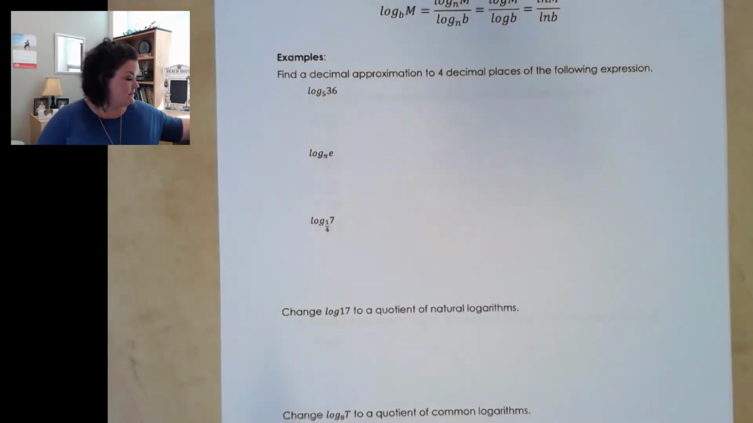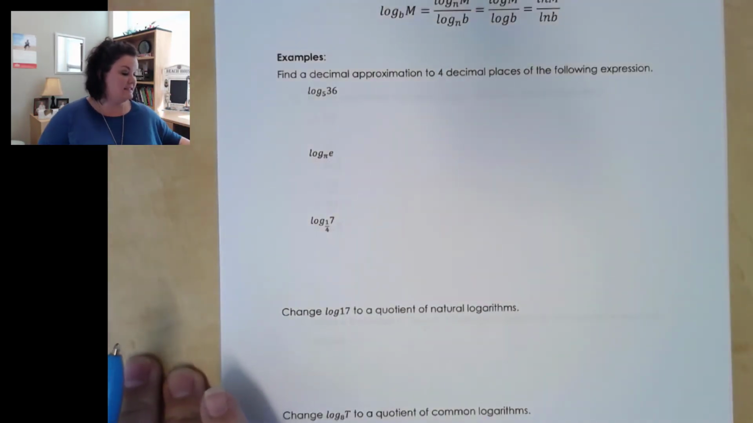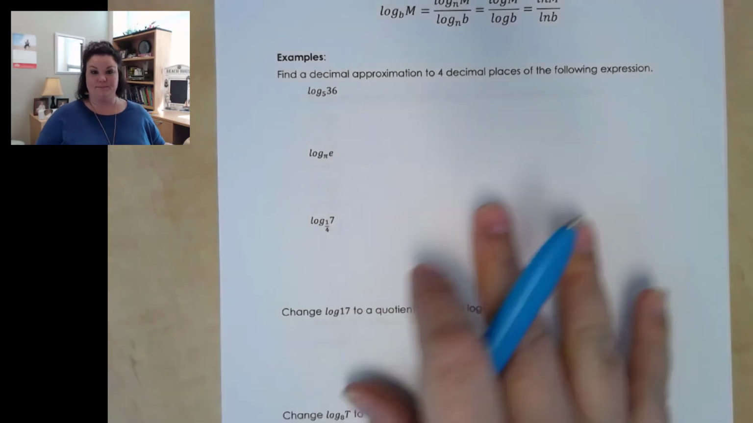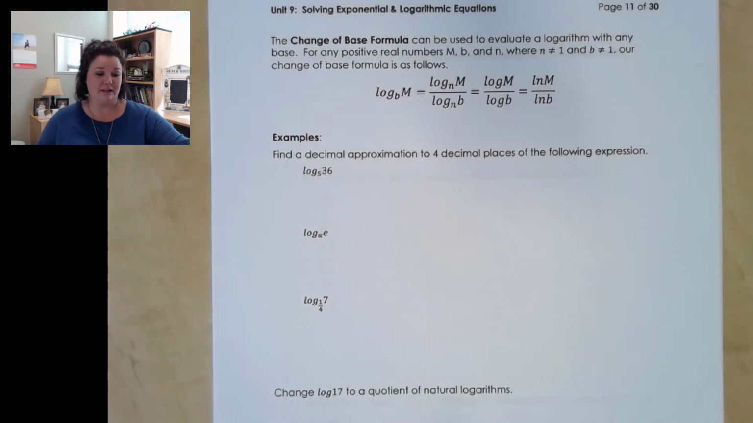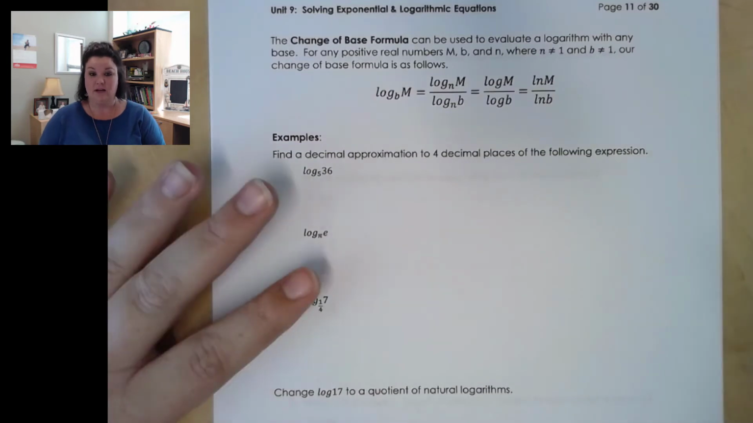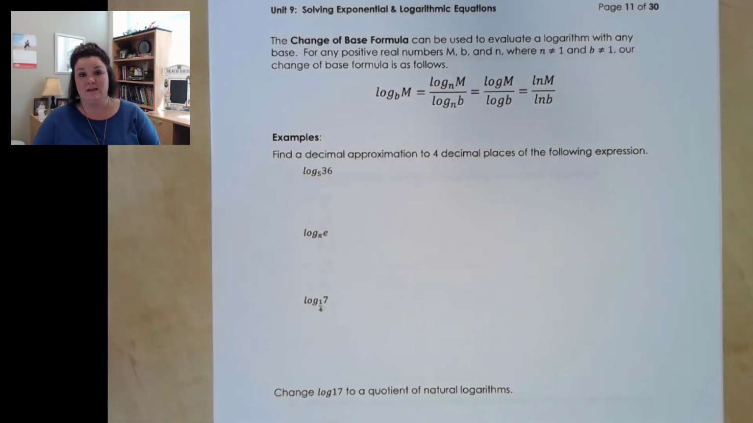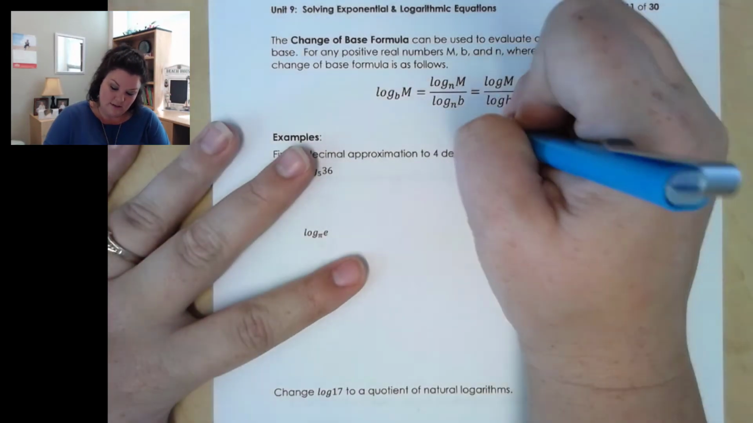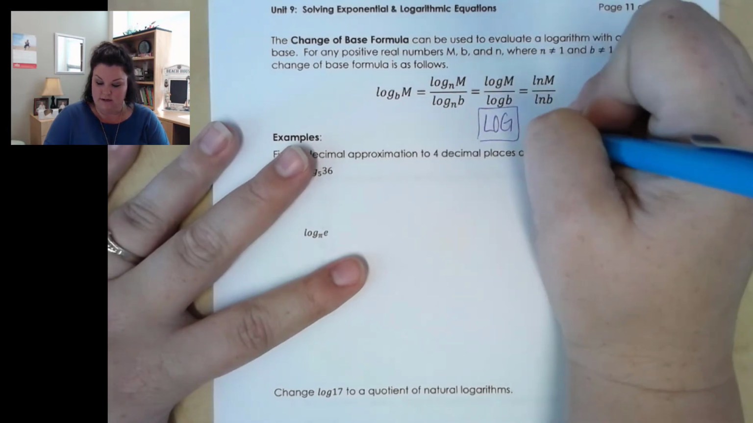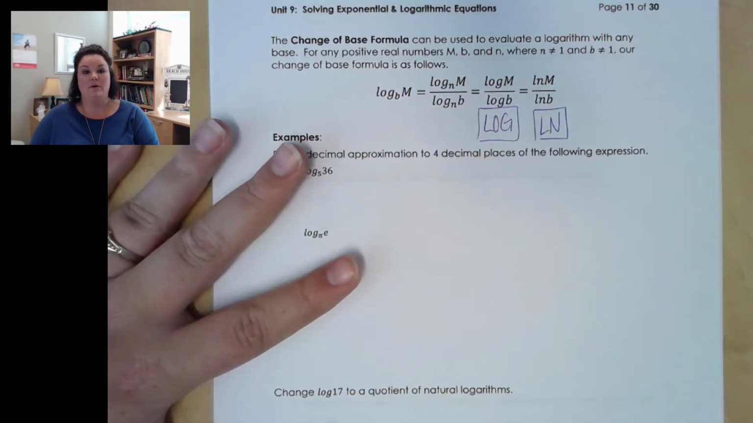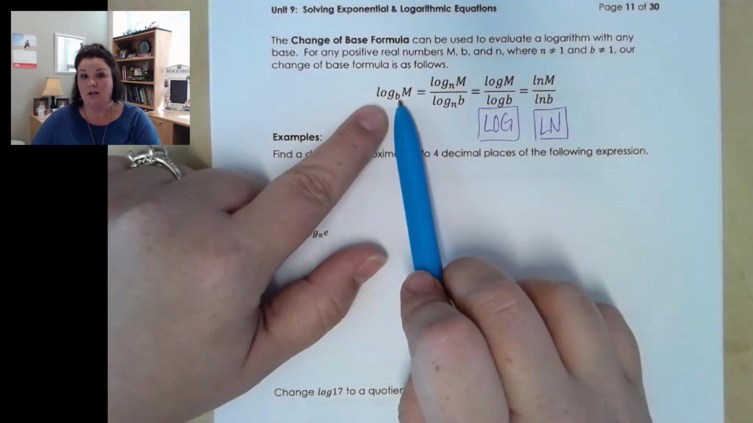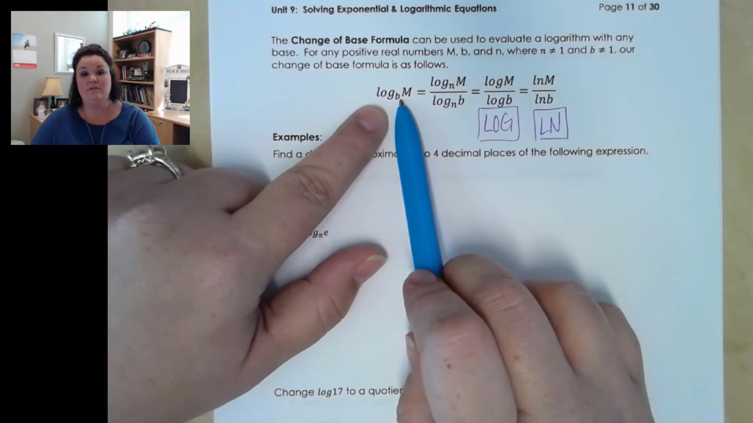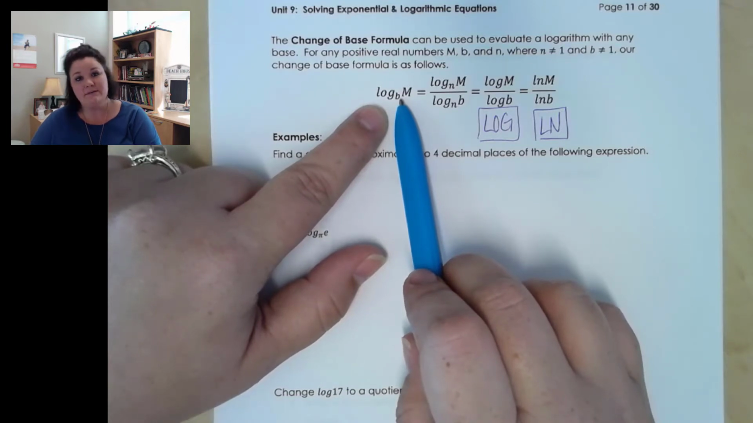The last thing we have to talk about in this little section is the change of base formula. So remember how we talked about we only have 2 buttons on our calculator that can do logs, which is our log button, right, and our ln button. So I'm going to write here, this is our log button, and this is our ln button. Okay, what the change of base formula does is it allows us to take any log with any base and convert it into a different base.